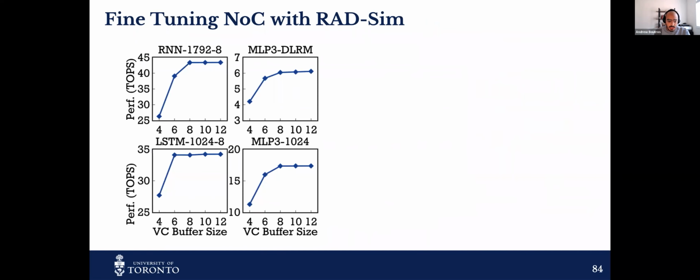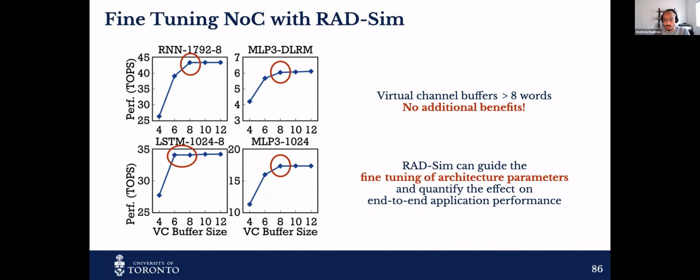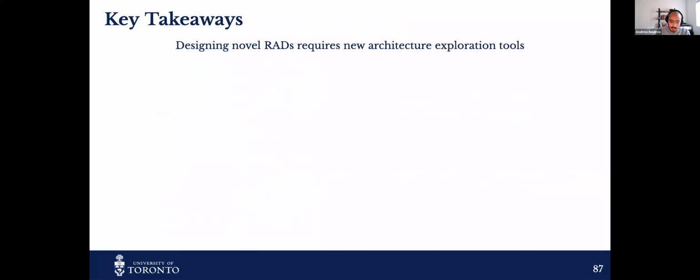And by changing the virtual channel buffer size, we can see the effect on performance. So as an architect, you can look here and say, okay, it seems like beyond a virtual channel buffer size of 8 words, we don't gain much performance. So this might be a sweet spot for our architecture parameter. So what I'm trying to say here is that it doesn't only capture the big picture, it can also help us fine-tune those low-level parameters and see the effect on an end-to-end application.